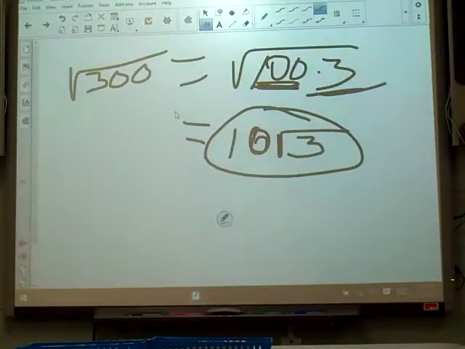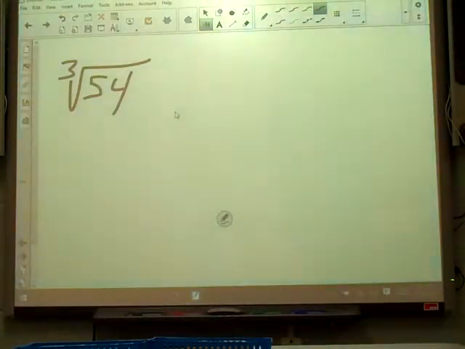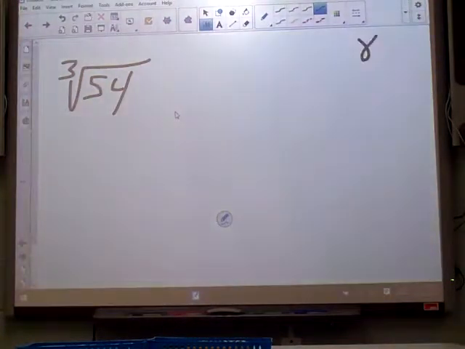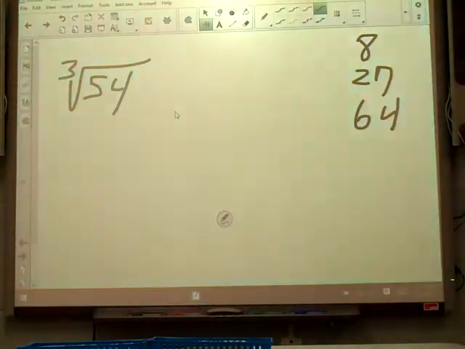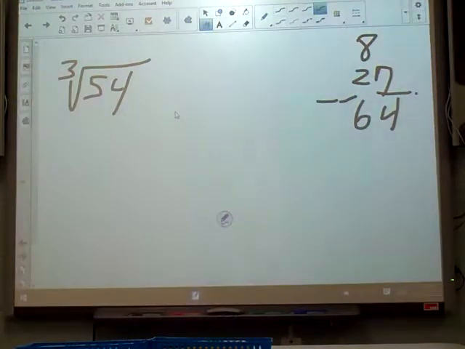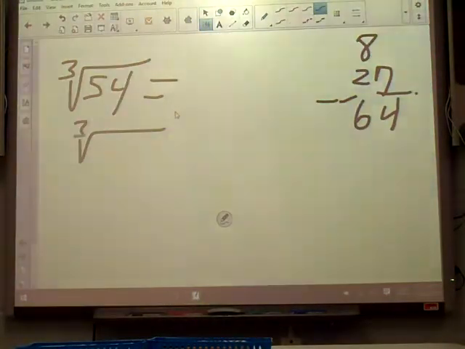Alright, let's do one that's not a square. Let's do a cube, is what I should have said. Cube root of 54. Alright, look at a perfect cube list from yesterday. We had 1 cubed is 1, 2 cubed is 8, 3 cubed is 27, 4 cubed is 64. So I passed 54. It's not on there. So my only choices that I'm looking at are 8 and 27. 27 will go into it. Zane's right.